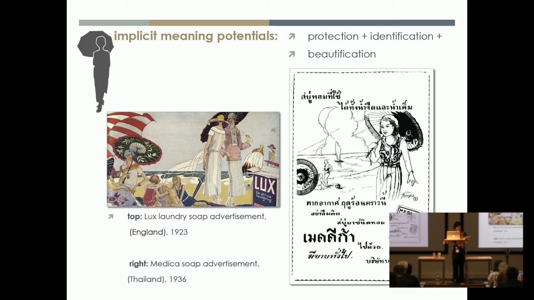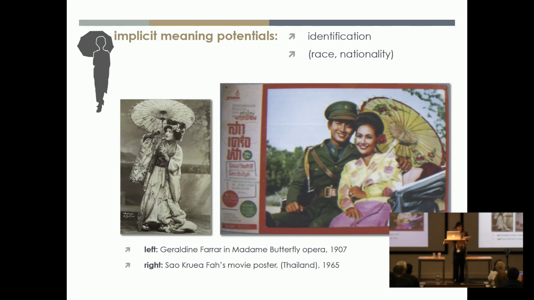Similar to the British women on the beach during the 1930s in the Lux laundry soap advertisement. Another meaning potential of the parasol relates to race and nationality identification. As seen on the right is the movie card of Sao Khrua Pha, published in 1965. The movie is primarily a Thai-style musical drama adapted from the world-famous opera Madame Butterfly, which narrates the relationship between a Japanese geisha and an American officer.